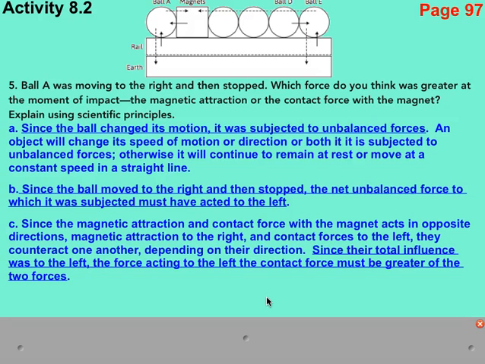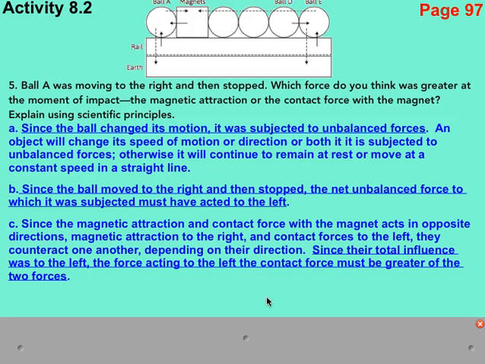So since the magnetic attraction and contact force with the magnet act in opposite directions, the magnetic attraction to the right, which pulled ball A in, and the contact force to the left, those were the two forces. They actually counteracted one another. So since the total influence was to the left, the force acting to the left, in other words the contact force, must have been the greater of the two forces because it caused ball A to change. It caused it to slow down. It caused it to stop. And that can only be done with unbalanced forces acting in the opposite direction.